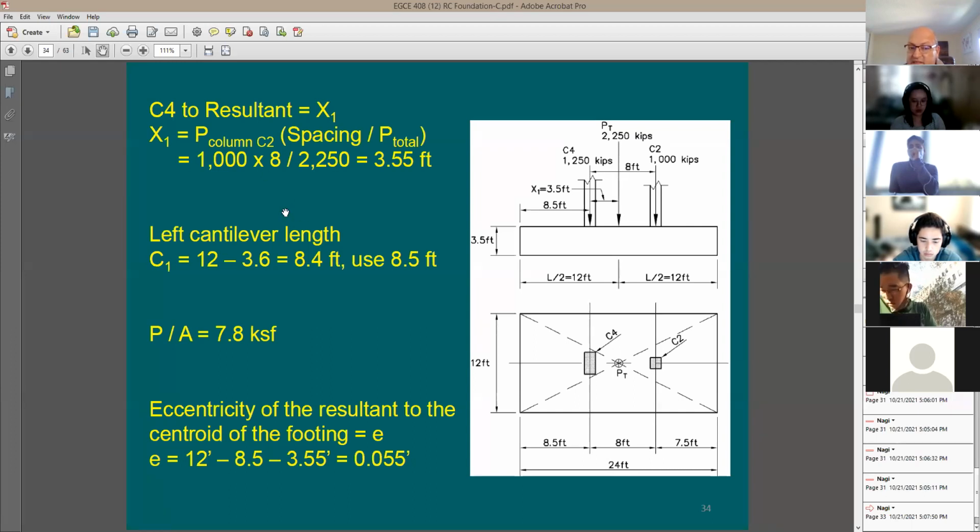If you do your analysis here to find out this location, I'm going to call it here X1. How do you do X1 here? You take the moment about this C4. You say 2250 times X1 is going to be equal to 1000 times 8 feet. So with that, you should be able to find X1, and X1 is going to be equal to 3.55. So this distance here is going to be 3.55.